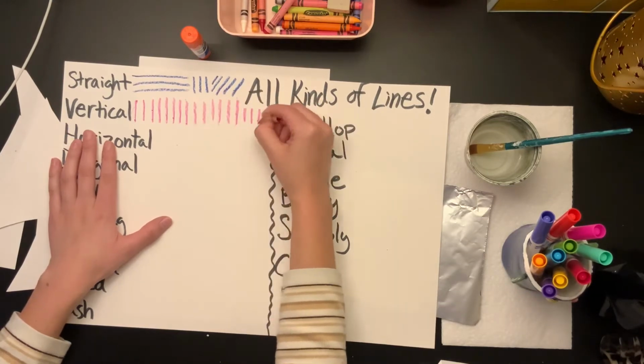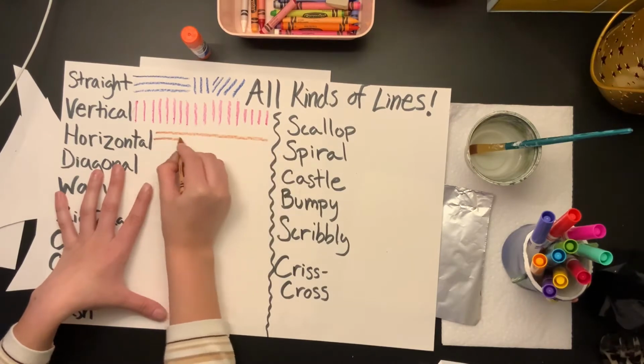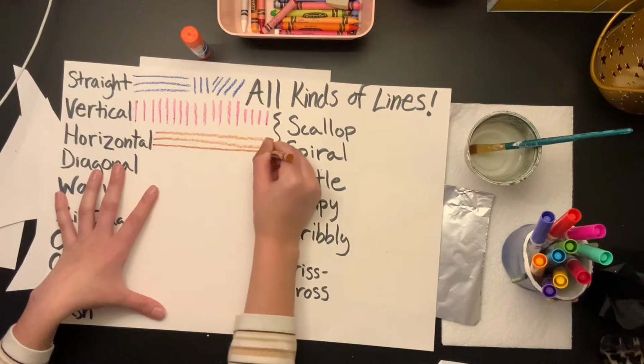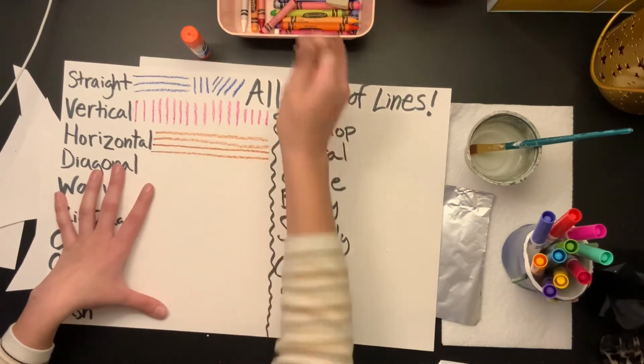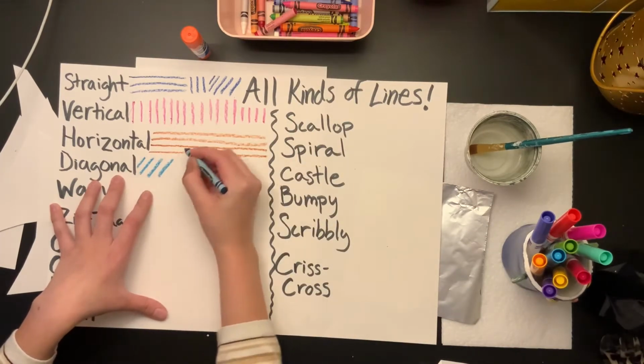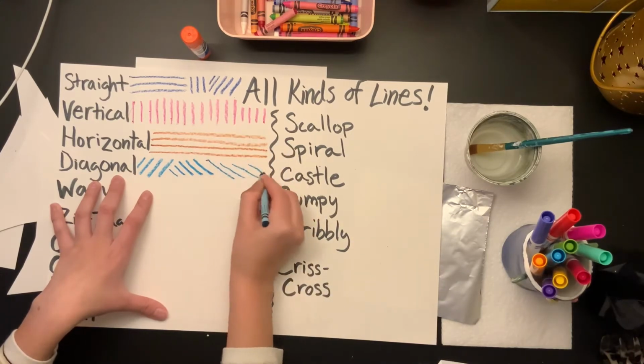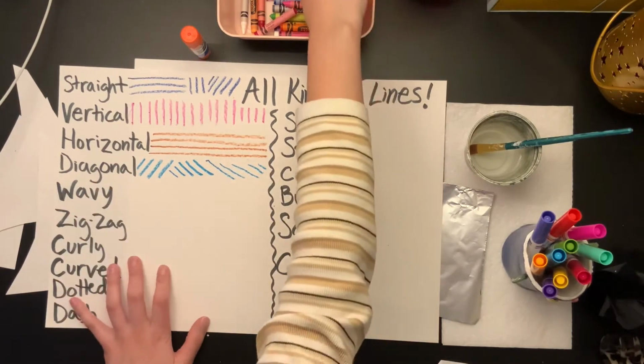Next we have horizontal lines, so lines that go side to side. You can think about a horizon line. Now we have diagonal lines, lines that are pretty much in between vertical and horizontal lines.